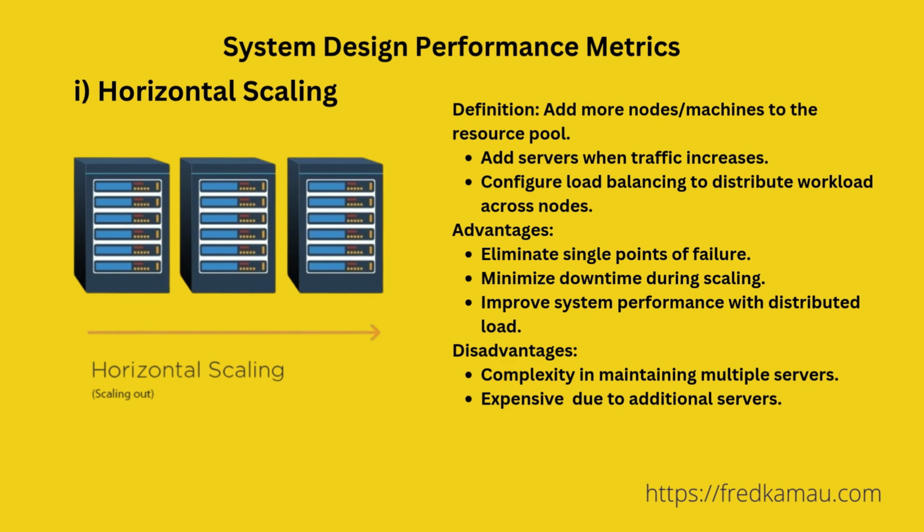Horizontal scaling, which is also known as scaling outwards, is when you add additional servers to your existing resource pool. This is similar to delegating a task to more than one employee instead of one. So what are the advantages of horizontal scaling? Number one, you eliminate a single point of failure. Having more than one server, when one server crashes, the traffic can be routed to the other servers. So you eliminate a single point of failure.